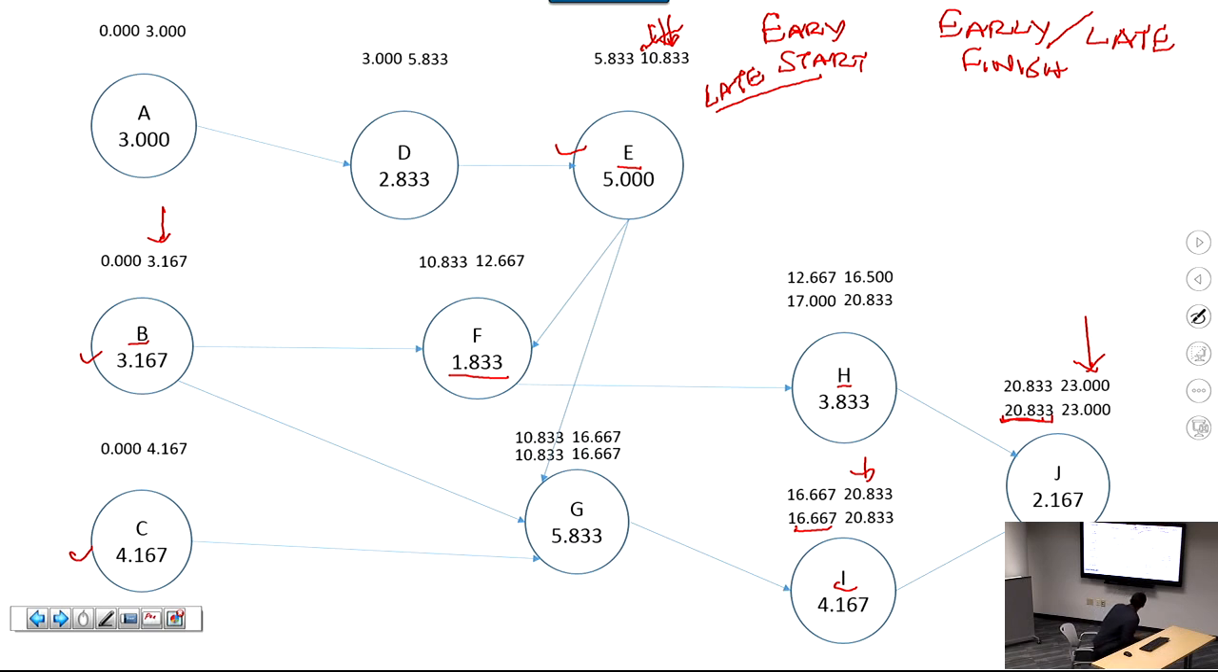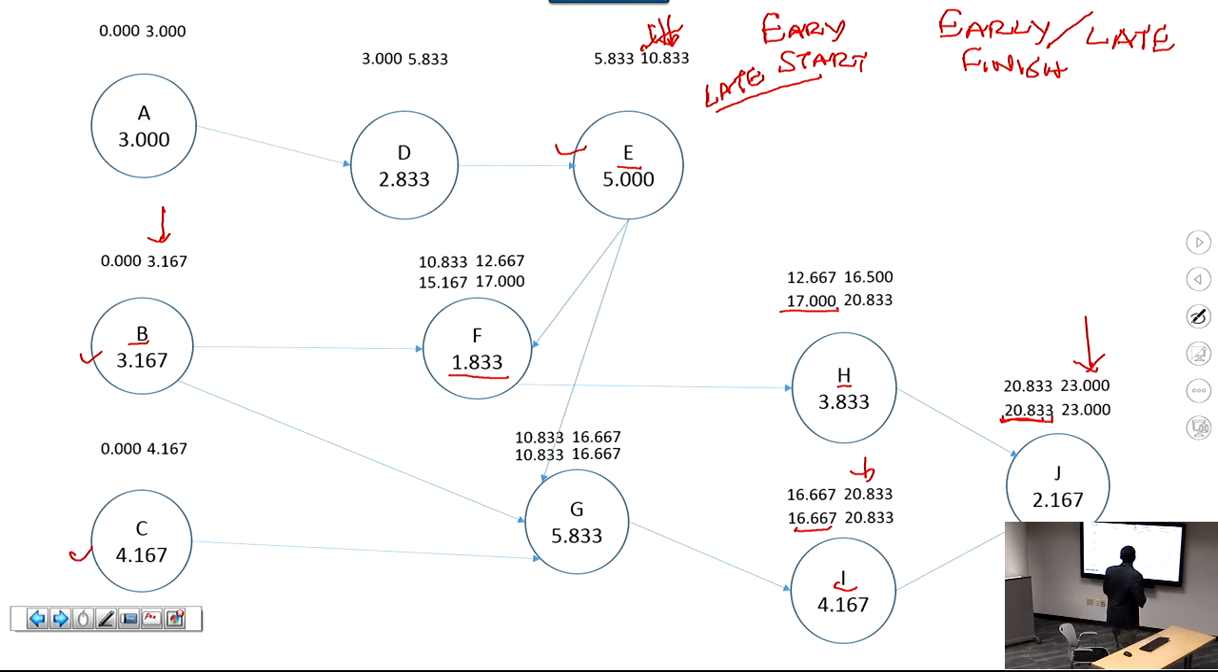Looking at F, if H must be starting by this time, then F must be finished by that time. Okay, so this is the late finish for F. Subtract the time for F, you get late start for F.